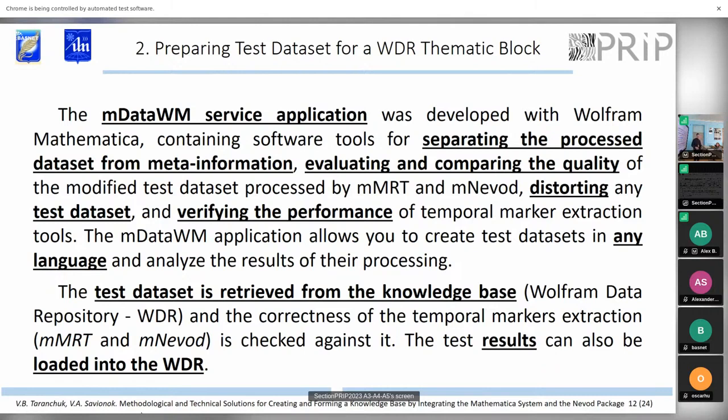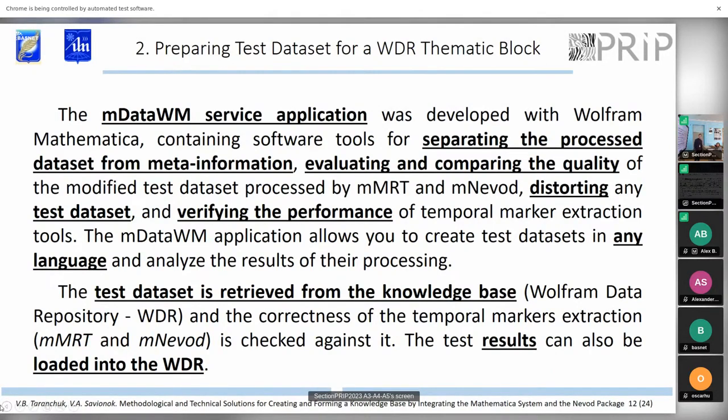Besides working with the dataset and the libraries, it also provides the functionality to connect to the Wolfram data repository and upload the initial data set, upload the distorted data set, and of course download it or upload the results so that everyone can see it. And it's available in public access.